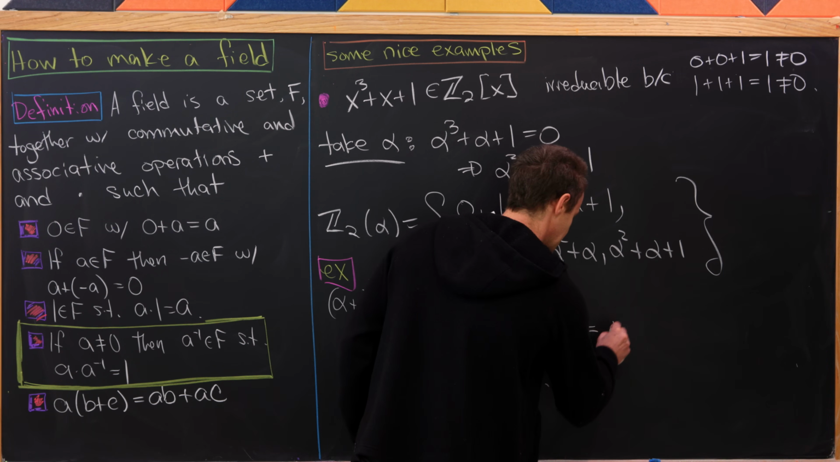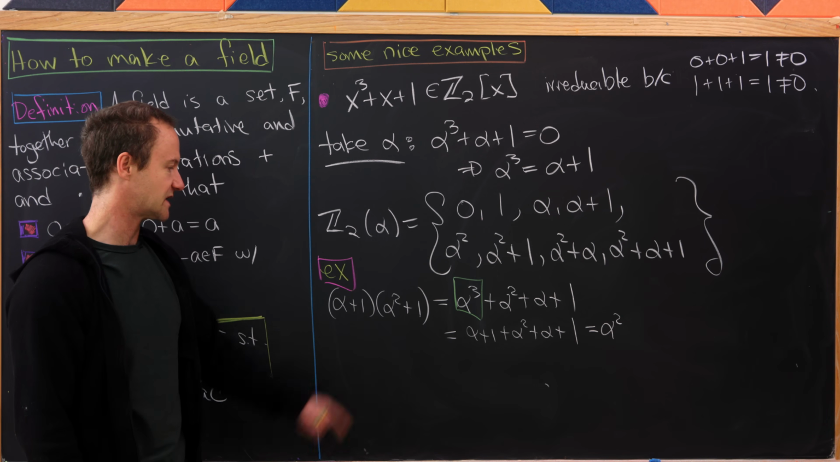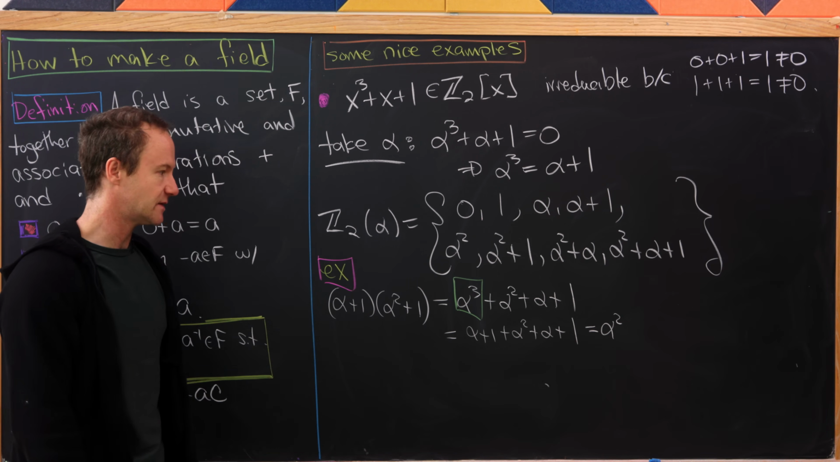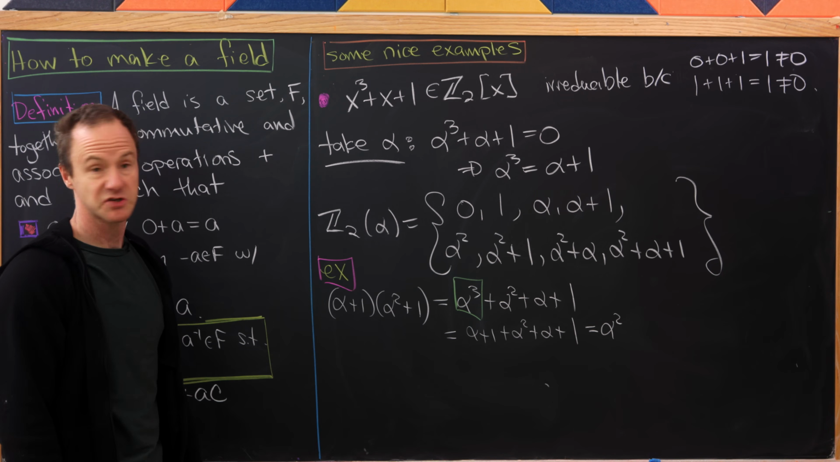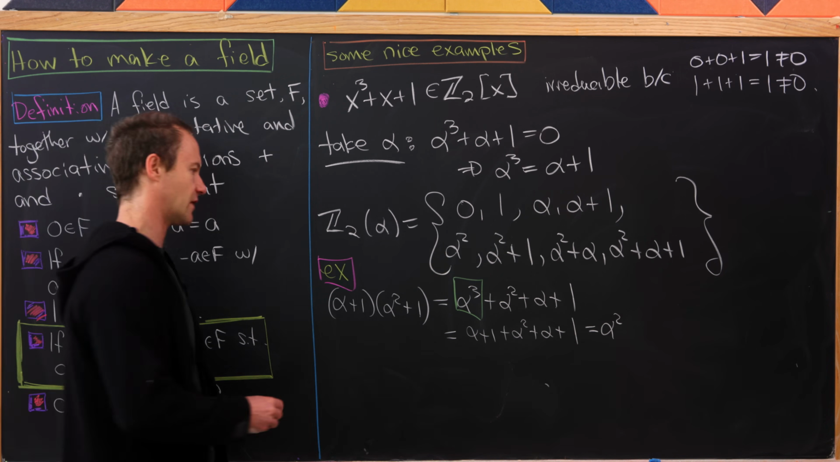And that leaves us in the end with alpha squared. So there we have alpha plus 1 times alpha squared plus 1 is simply alpha squared. So I think that's pretty interesting in its own right. Okay, let's do one more calculation.